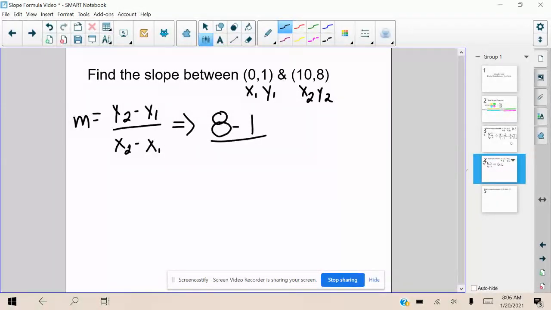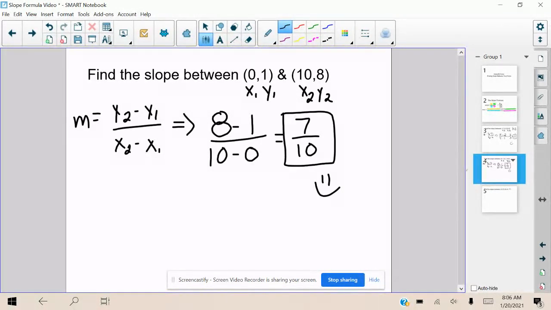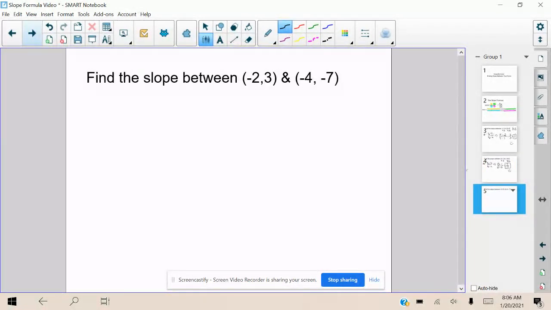Now we're going to find our x sub 2. Our x sub 2 we had is 10, minus our x sub 1, which is 0. 8 minus 1 is 7. 10 minus 0 is 10. We cannot simplify. Awesome. We got one more example here, folks. Let's find the slope between (-2, 3) and (-4, -7).